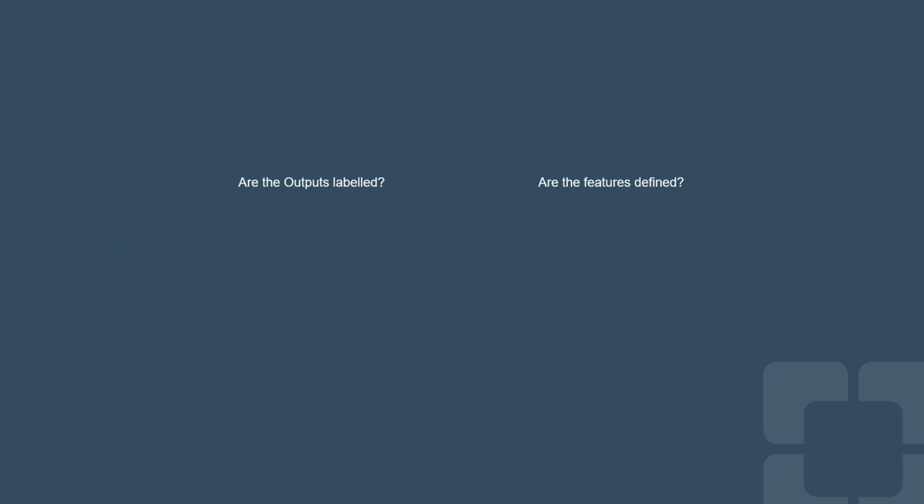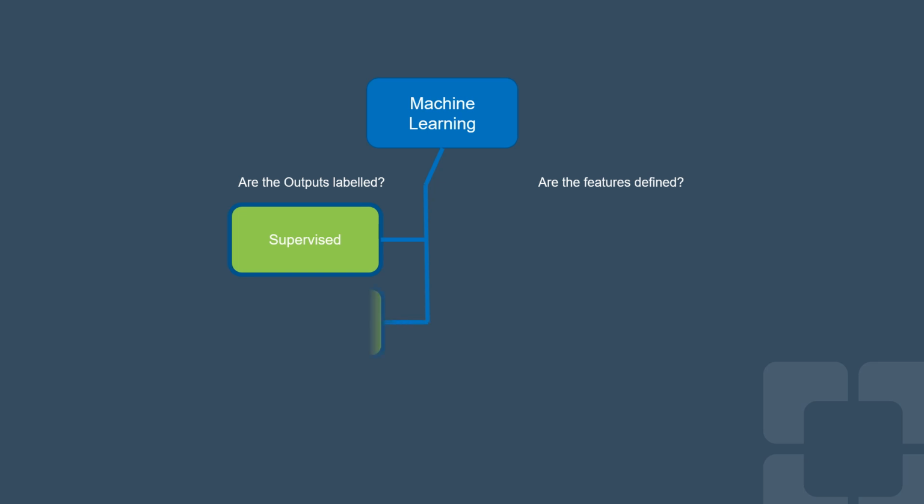So now that we understand the terms outputs or labels and inputs or features, let's take a look at how these are used to classify machine learning algorithms. So for machine learning, if the outputs are labeled, that means you know which patients were hospitalized and which ones were not, then it is called supervised machine learning. If, on the other hand, we let the algorithm identify people who were similar in some way in the outputs, it would be called unsupervised machine learning.